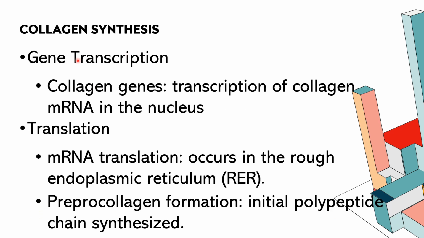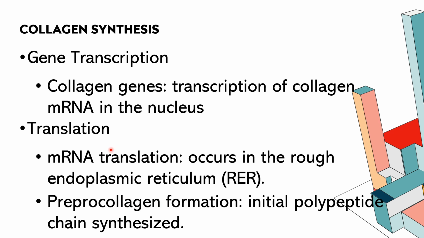For step one, there should be a gene transcription. Gene transcription happens in the nucleus. You have your collagen genes, which are needed for transcription of collagen messenger RNA in the nucleus. And then you have your translation. Your messenger RNA translation occurs in the ribosomes attached to your rough endoplasmic reticulum. In this translation, you have your pro-collagen formation, that is the initial polypeptide chain synthesized.